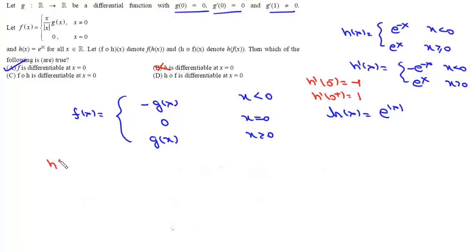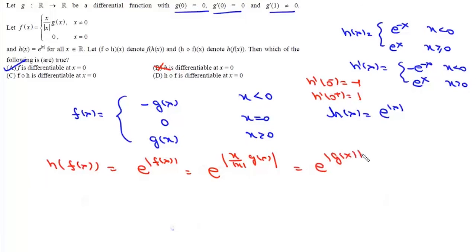Now we look at h of f(x), which will be simply e to the power mod of f(x), and will be this e to the power mod of x upon mod x into g(x). Now since we have this mod sign, mod x upon mod x will cancel, so it will be equal to e to the power mod of g(x) when x is unequal to 0, and it will be equal to e to the power 0, that is 1, when x is equal to 0. So that is the definition of h of f(x).